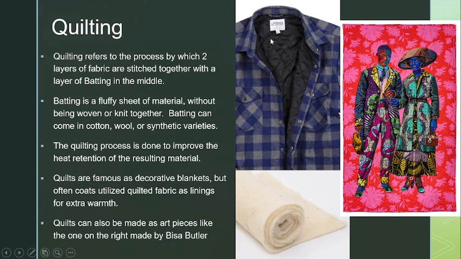Here, it is being used as a lining to give added insulation to this flannel jacket. This is an instance where fabric is being stitched as a whole with the batting in the middle.